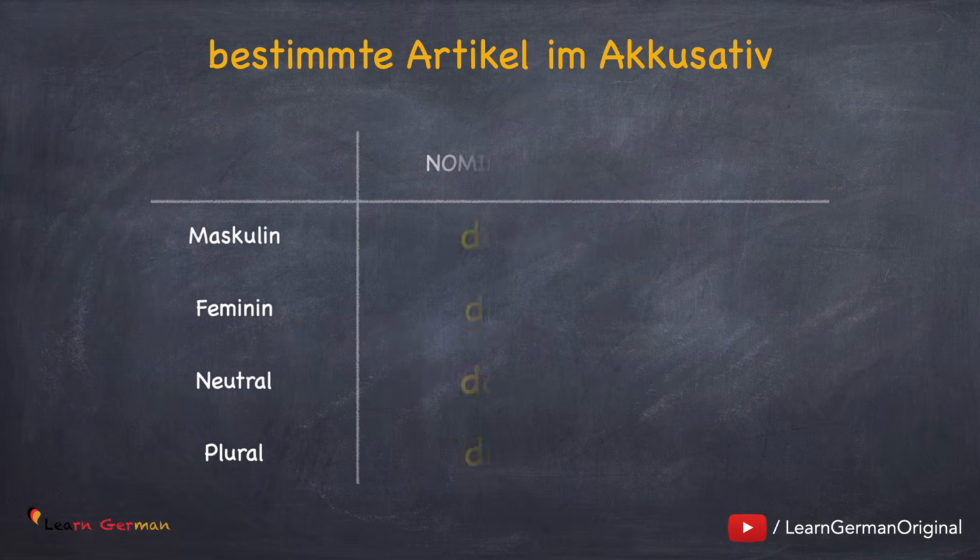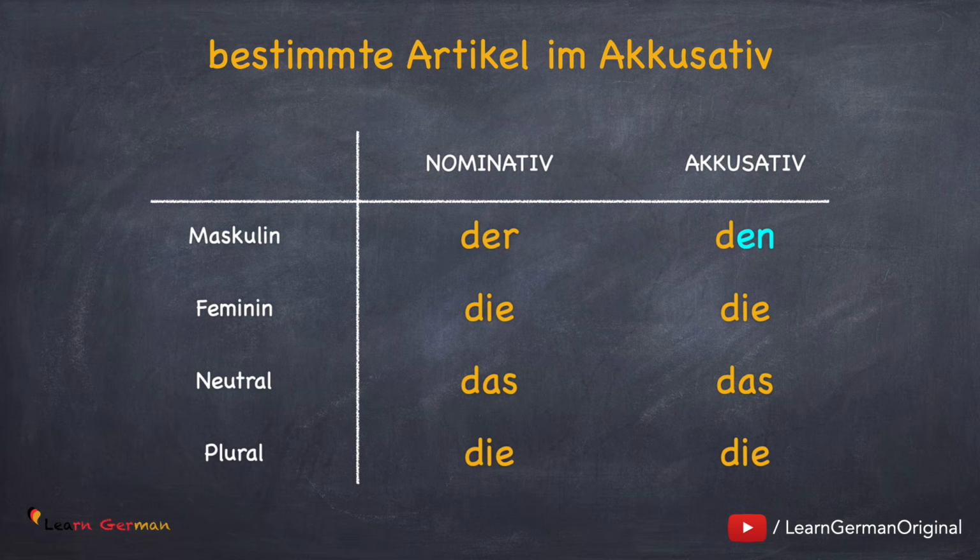Now let's put these articles together with the nominative articles. As you can see, and as already discussed before, the accusative object changes only when the article is masculine. That is, der changes to den. All the other articles in feminine, neutral or plural remain the same.